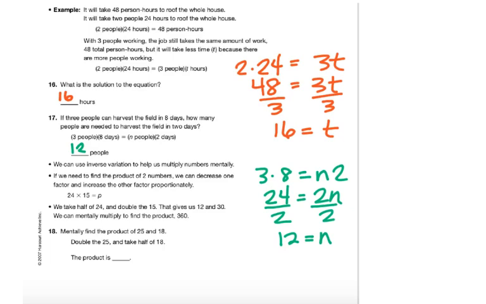Okay, so one really cool thing about these inverse variations is that it can help us multiply numbers mentally. If I have 24 and 15, I can take half of 24 and double 15, and that gives us 12 and 30 to get 36. So mentally find the product of 25 and 18. Double 25 and take half of 18. Well, if I double 25, I get 50. And if I take half of 18, I get 9. So 50 times 9 is 450.